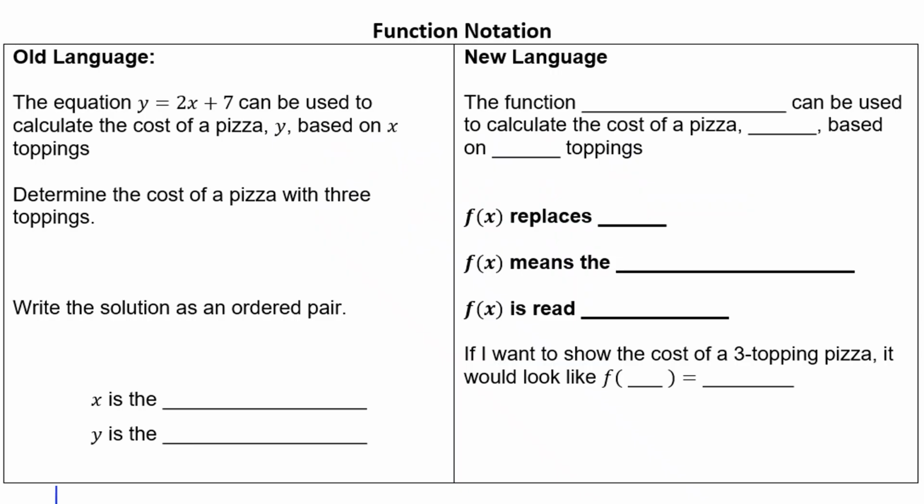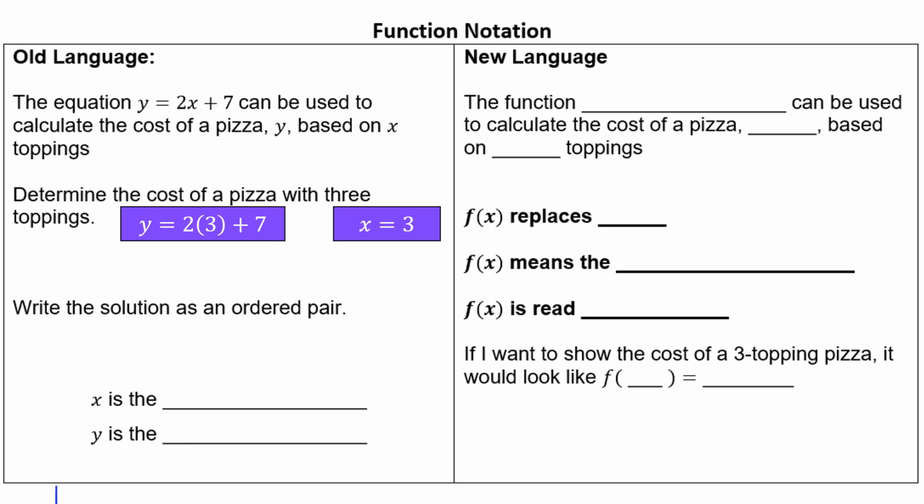So what we're used to is on the left-hand side where it says old language. You can see the problem reads, the equation y equals 2x plus 7 can be used to calculate the cost of a pizza y based on x toppings. Determine the cost of a pizza with 3 toppings. Remember, toppings was x, so that means x is 3. So to determine that cost, I would just substitute 3 in for x into my equation.